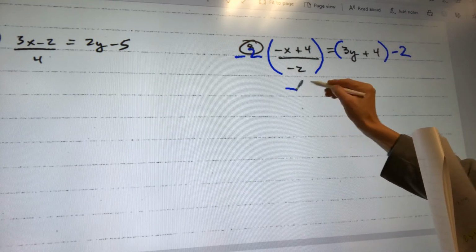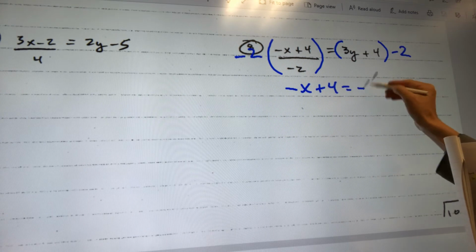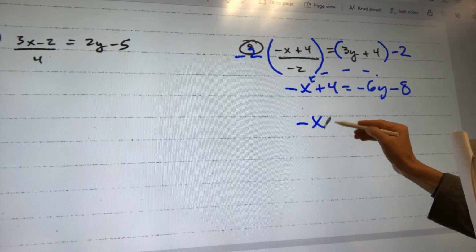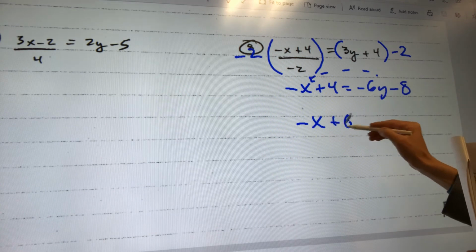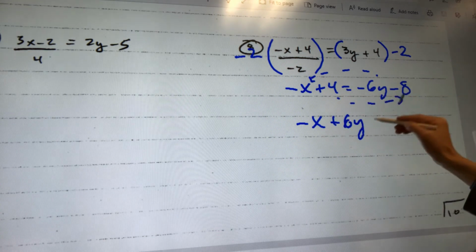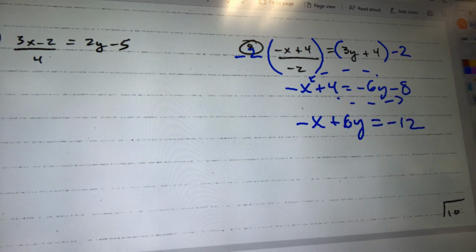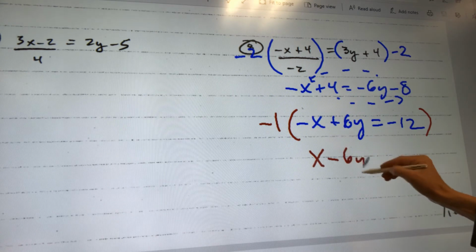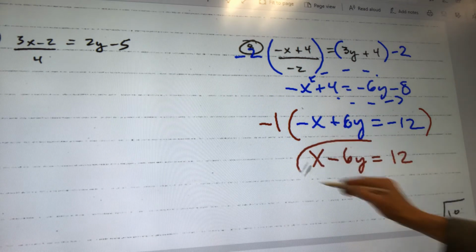Okay. Negative x plus 4 is equal to a negative 6 minus 8. Move that over. Negative x plus 6y. Move that over. Equals a negative 12. X has got to be positive. Multiply by a negative 1. X minus 6y equals 12.